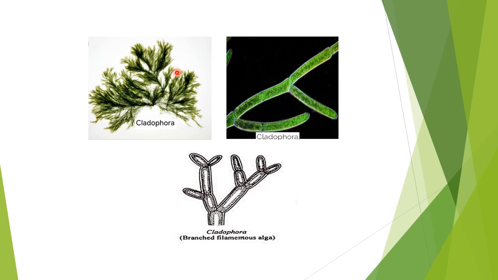As the Cladophora seaweed appears like this, when you see the branching, it has a branching pattern. To some extent it is true branching, because there is a different plane of division here. This is the case in Cladophora, which is called a branched filamentous alga.